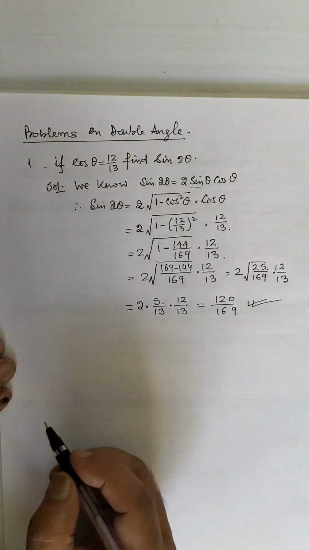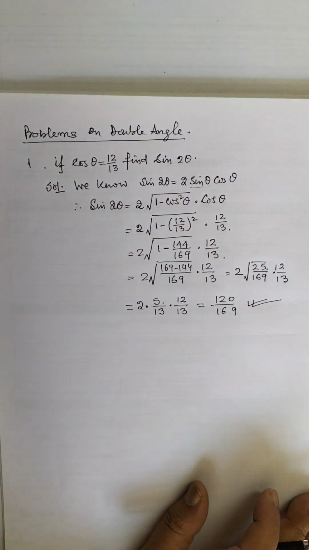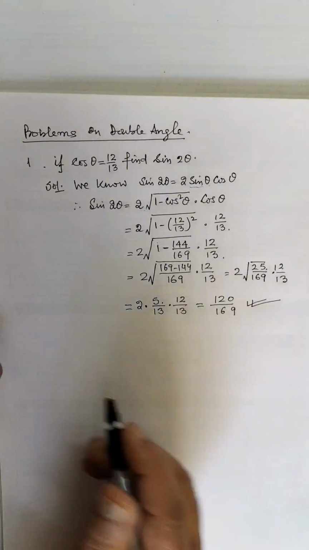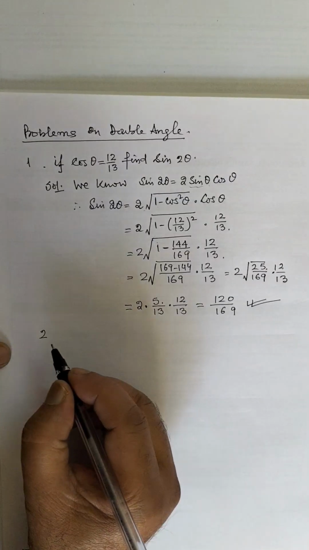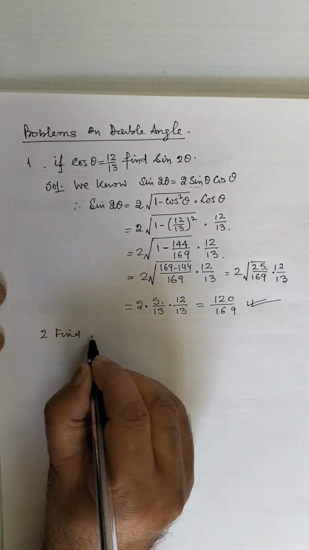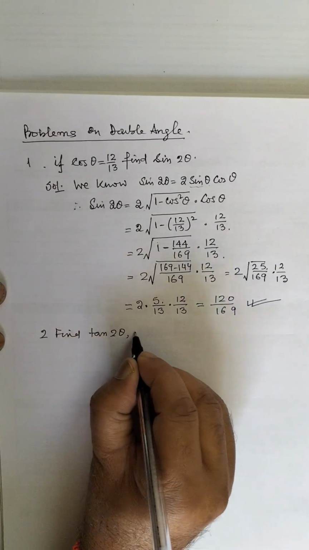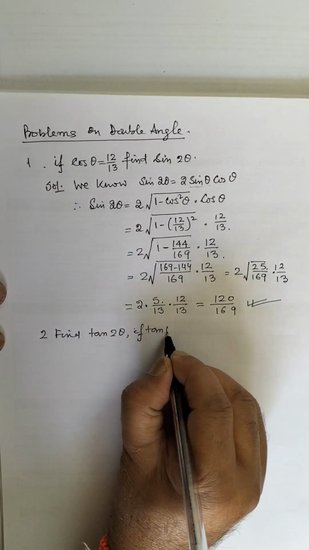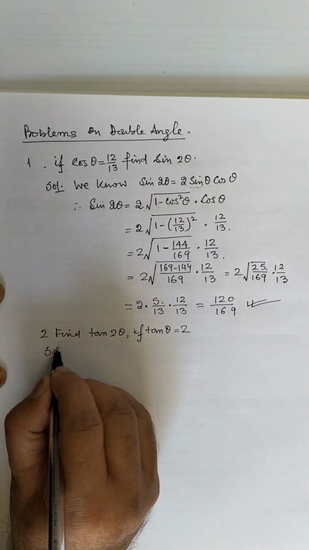So we have to be very careful while using these identities. Let us see another question. Question number 2. Find tan 2 theta if tan theta is 2. Let's see the solution.